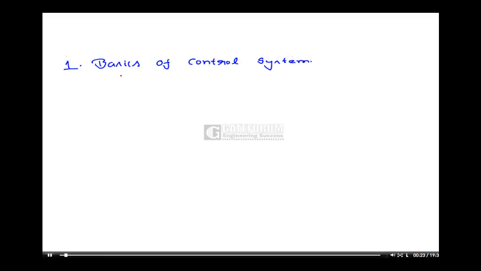In this subtopic, block diagram description. Now we will see what is a block diagram, what are the different components of a block diagram, why it is required.